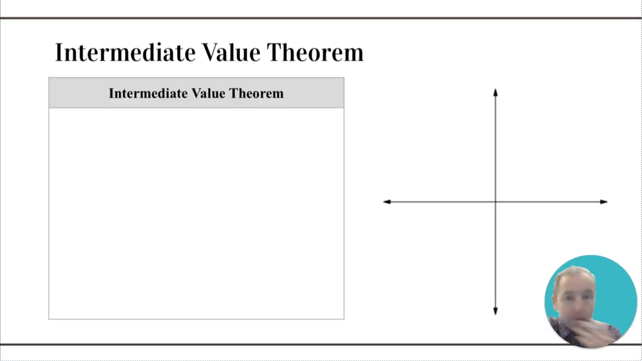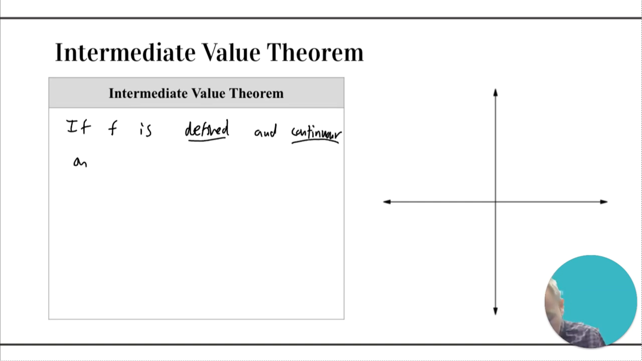So basically what the intermediate value theorem is saying is that as long as you have a function f, it has two characteristics. Number one, it needs to be defined, and number two, it needs to be continuous on some interval of its domain, so from A to B, then we can say some cool things.